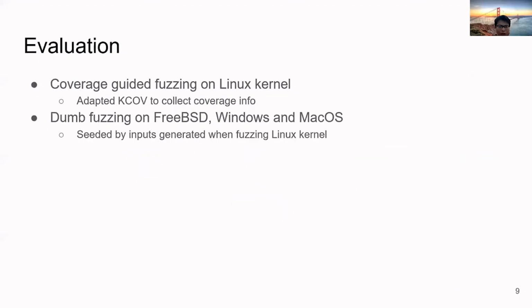In evaluation, we first applied coverage-guided fuzzing on Linux by adapting KCOV, the static coverage collecting tool supported by the Linux kernel, while fuzzing other operating systems like FreeBSD, Windows, and macOS. As coverage collection is not supported, we apply dumb fuzzing on these operating systems. Considering that they share the same input format, we use the inputs generated when fuzzing the Linux kernel as seeds.